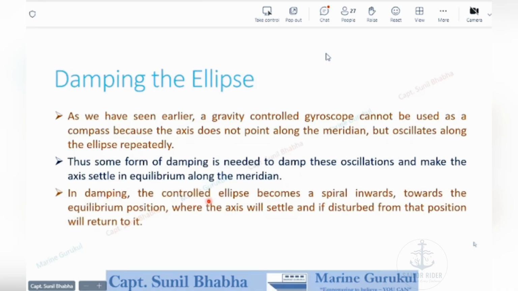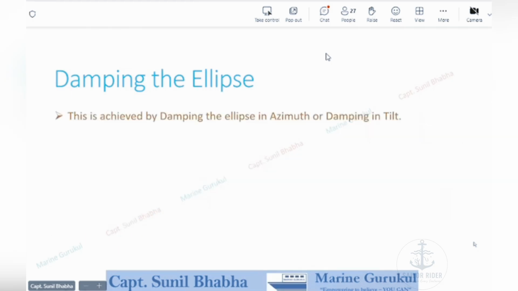Now in damping, the controlled ellipse becomes a spiral inwards towards the equilibrium position where the axis is going to settle down. What is important to note is that if the axis is disturbed from this settling position, the axis has the capability to return back to the equilibrium position. Now this is achieved by damping the ellipse. This damping is possible in two different ways. The ellipse can be dampened in azimuth or it can be dampened in tilt.